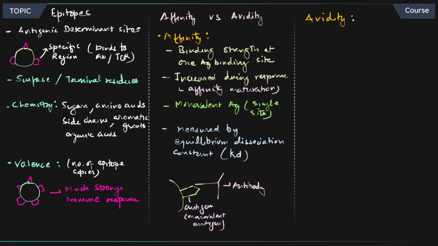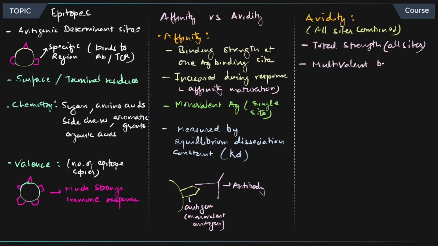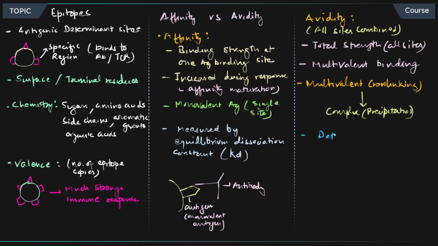Next is avidity. Let's understand avidity very quickly. All the antigenic determinant sites combined on that antigen will contribute to avidity. So it is the total strength of all the sites that are present on the antigen where all the different antibodies are binding. That is applicable basically for multivalent antigens, right? And multivalent cross-linking will also be determined by measuring the avidity, right? This also will lead to complex formation or precipitation, and how quickly it can precipitate, because you'll have multiple interactions going on.